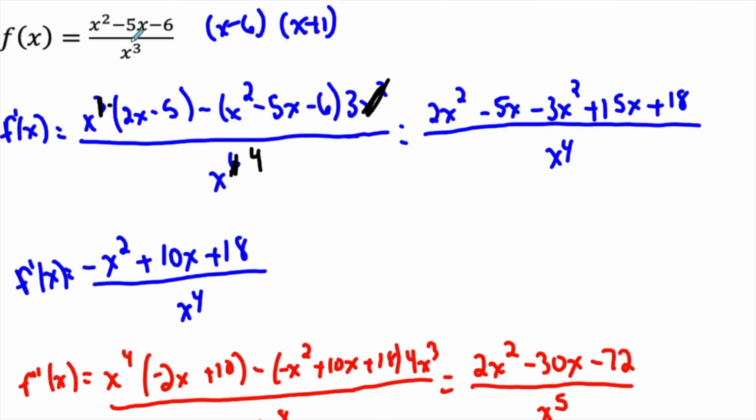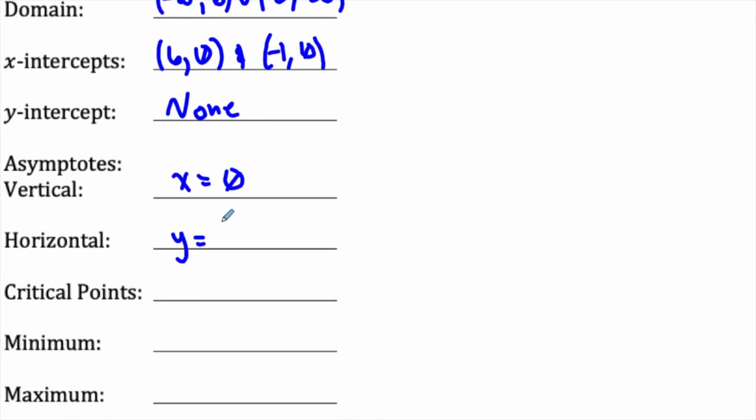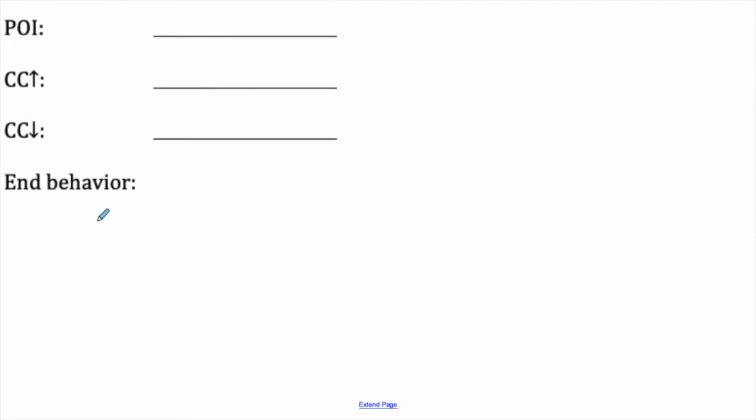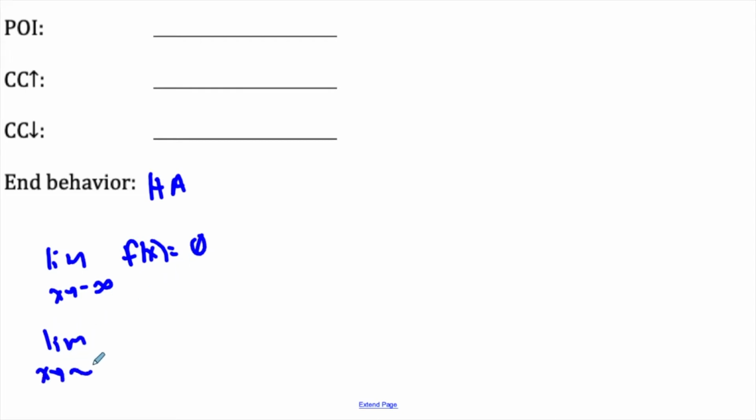If we have a bigger power in the denominator than we do in the numerator, then this is going to 0. Now, I'm going to jump down to the end behavior, because the end behavior comes from your horizontal asymptotes, but you just have to show what happens. So the limit as x approaches negative infinity of this function would be 0. And the limit as x approaches positive infinity of this function is also 0. Again, that just comes from your horizontal asymptote.